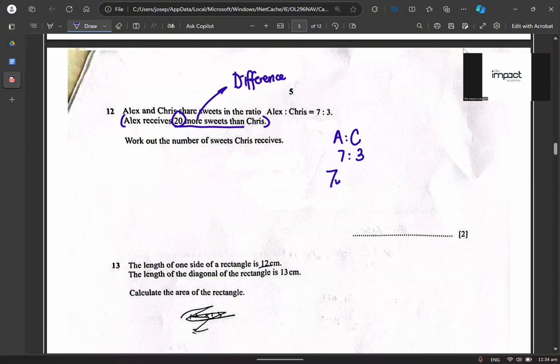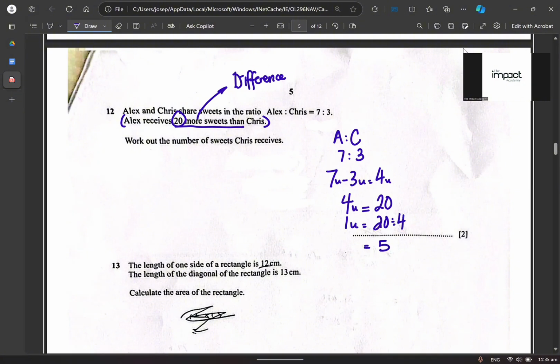So you have to do 7 units minus 3 units equals 4 units. Agree or disagree? Yeah, 4 units. If they are talking about the total, then you add, right? Because they are talking about the difference. Agree or disagree? Right, 20 divided by 4, that gets you to 5.